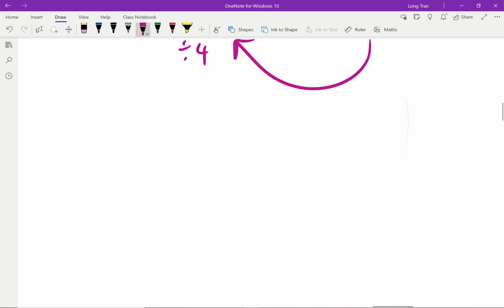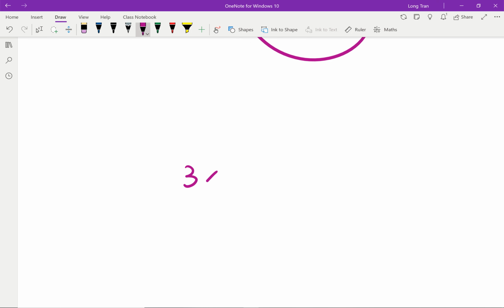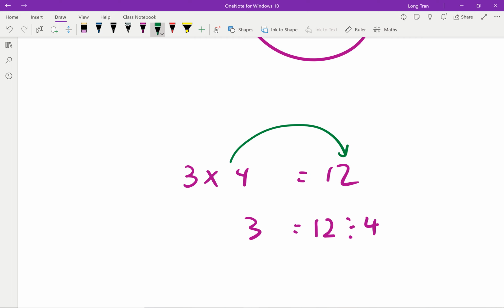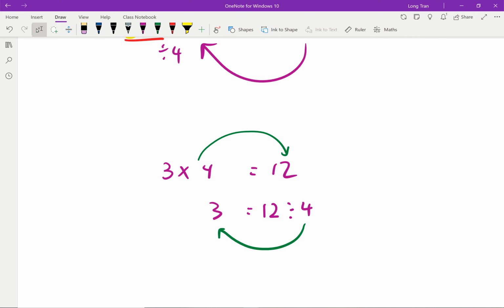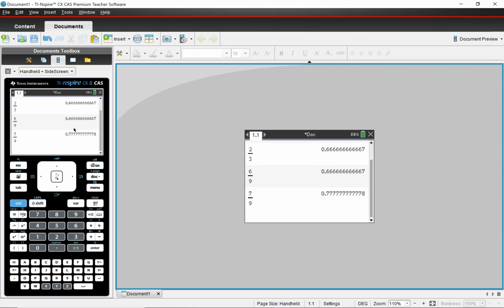So let's think about it. 3 times 4 gives you 12. But then that also means 12 divide 4 should give you 3. True, because you're just inversing them. So times 4 to get here, divide 4 to get back, right? So you can see here, watch what I'm going to do here. I'm going to do it on my CAS to prove you my point. I'm going to clean this slate here.